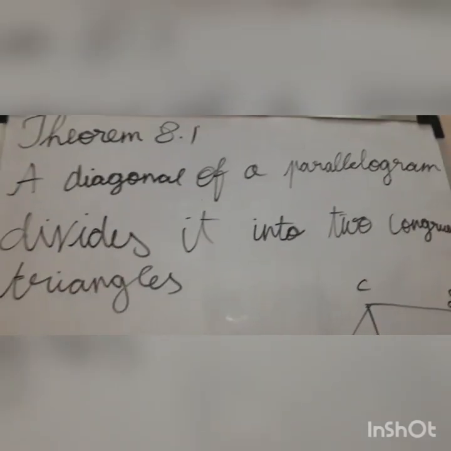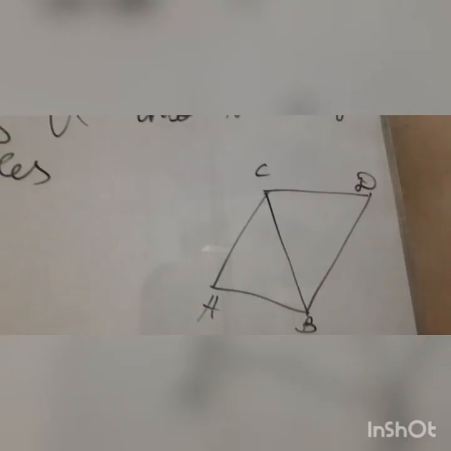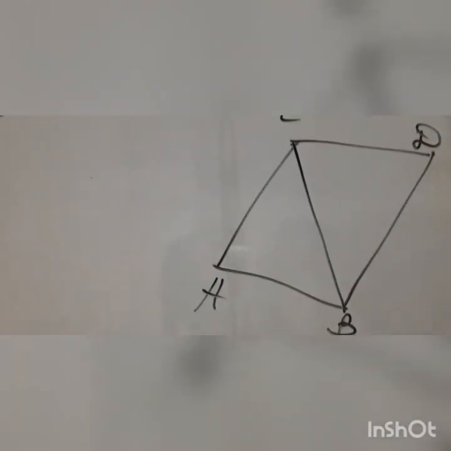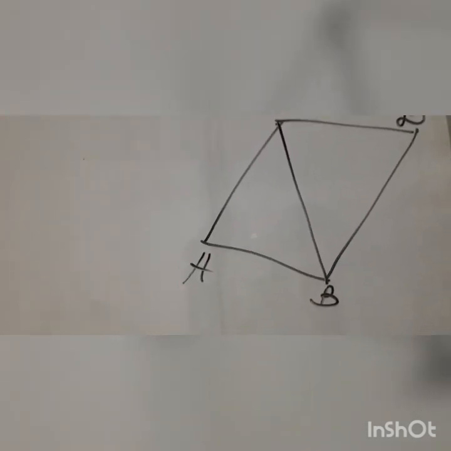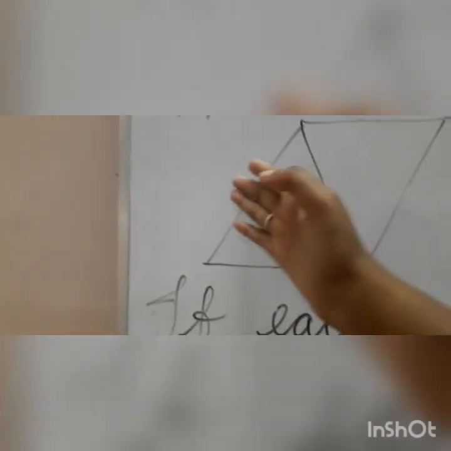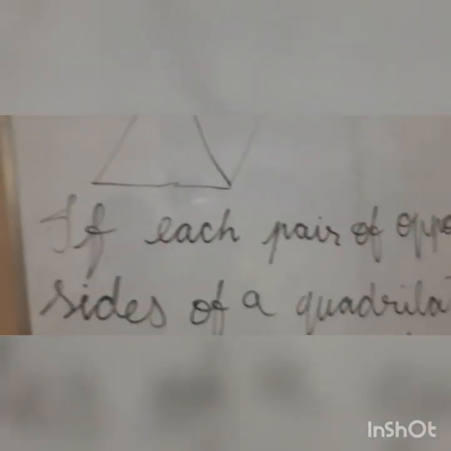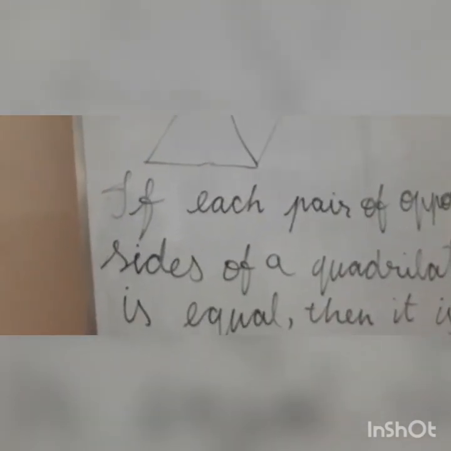A diagonal of a parallelogram divides it into two congruent triangles. So this is the parallelogram shape, and when a diagonal is drawn here, it divides it into two congruent triangles. The next, theorem 8.2: in a parallelogram opposite sides are equal. So in a parallelogram the opposite sides will always be equal. The next, if each pair of opposite sides of a quadrilateral is equal, then it is a parallelogram.